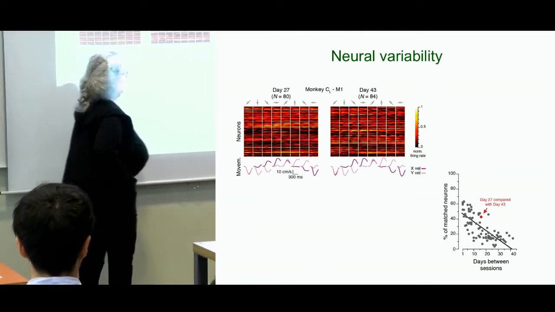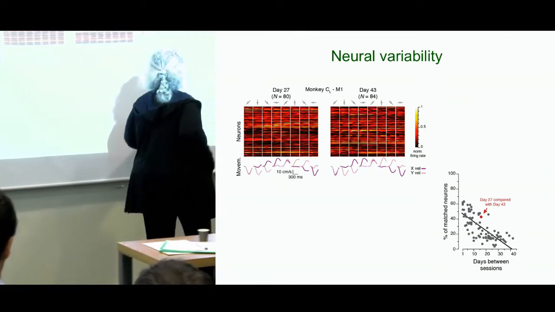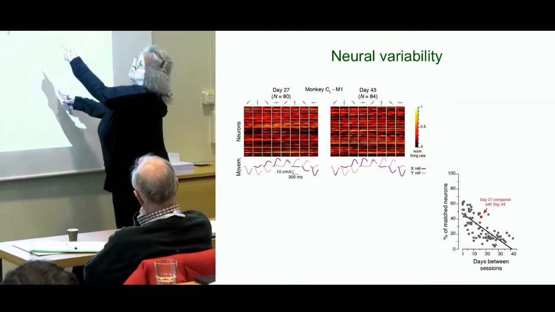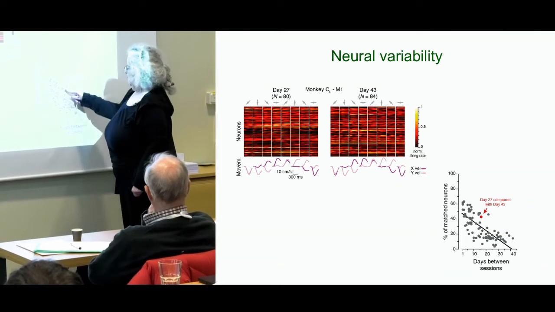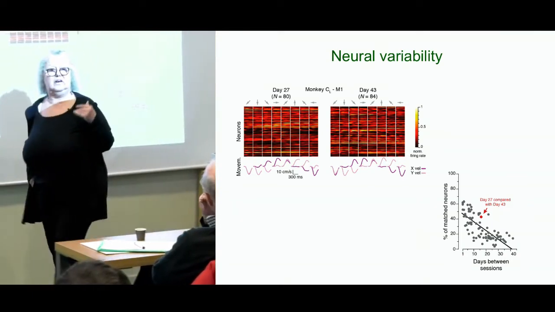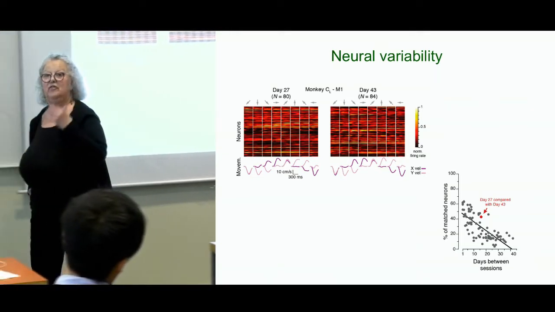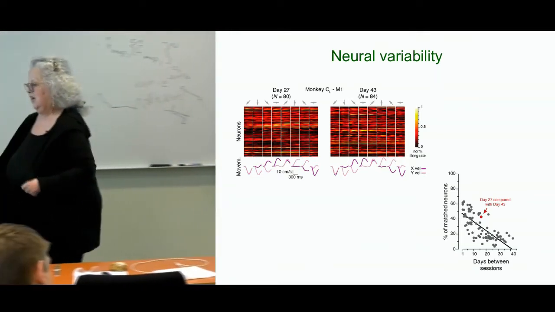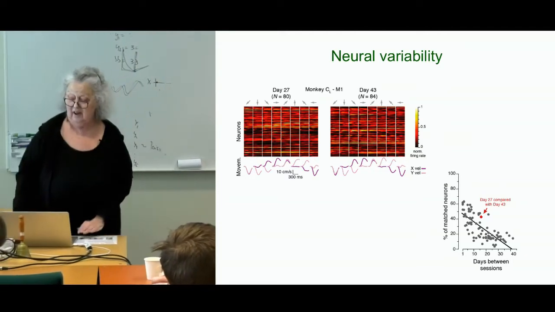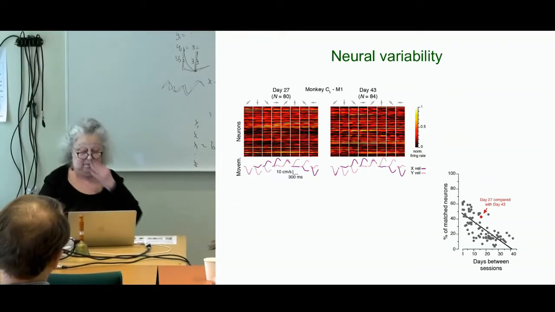So here, if you look at the number of matched neurons as you increase the number of days between sessions, so this is where that comparison is, day 27 compared to day 43. So you lose a lot of neurons, even on a scale of a week. There is a constant turnover of the neurons recorded by these multi-electrode arrays. Other techniques might be more stable, but the multi-electrode arrays are really very, very prone to this problem.